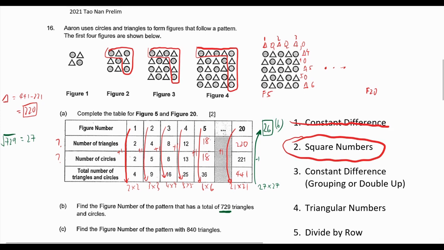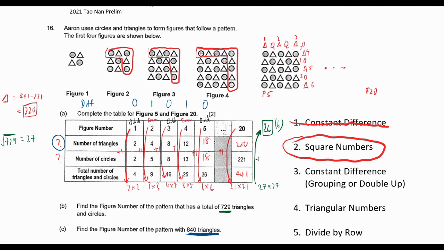For part C, they want to know the figure number that has 840 triangles. So far, we haven't figured out the pattern for the triangles. Let's create one more row for the difference between circles and triangles and try to find a pattern there. Interesting, it's 0, 1, 0, 1, 0, 1. Do you see that it's 0 for all the odd rows and 1 for all the even rows?